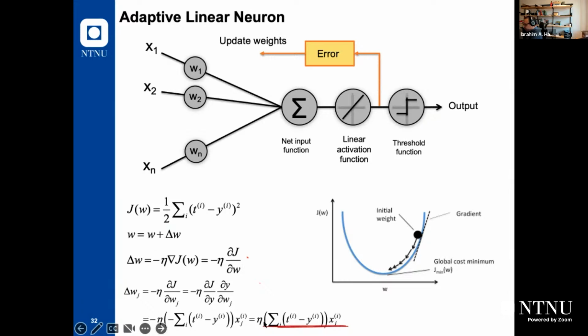So delta omega will be eta, the learning rate, multiplied by the error, or sum of error, for example, but it's just error, right? Multiplied by x, the input. If I want to update omega 1, it will be eta multiplied by the error multiplied by x1. For omega 2, I need to calculate delta omega 2, which will be eta multiplied by error multiplied by x2. For omega n, delta omega n will be eta multiplied by error multiplied by xn.